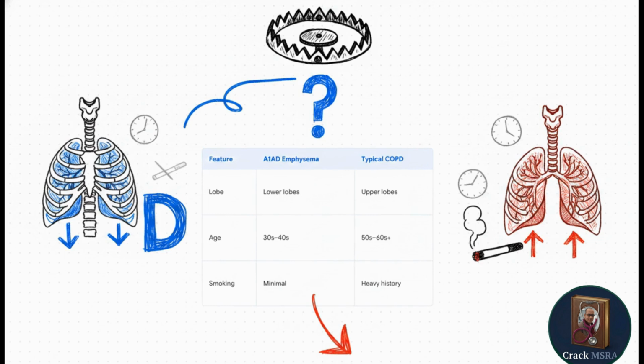Typical smoking-related COPD almost always targets the upper lobes, but alpha-1 antitrypsin deficiency heavily targets the lower lobes. A great mnemonic to keep in your back pocket is that A1AD means D equals down, which equals the basal lobes. Pair that with the age of onset, young folks in their 30s and 40s for A1AD versus older patients in their 50s and 60s for typical COPD, plus the lack of a heavy smoking history, and boom, you've got a classic clinical vignette. Just don't let them trick you. If it's A1AD, always think lower lobes.